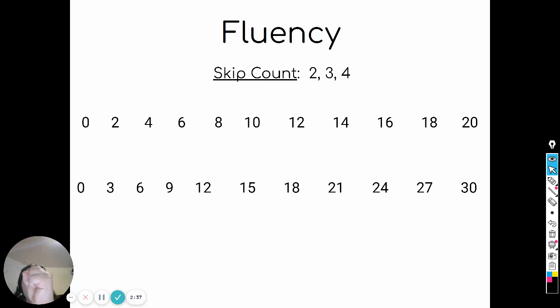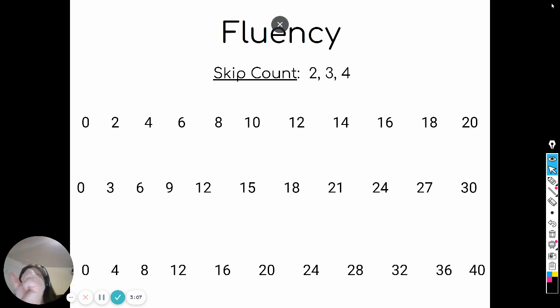Let's go ahead and do the same thing, counting by 3s. When my finger points up, you're going to start at 3. 3, 6, 9, 12, 15, 18, 21, 24, 27, 30.